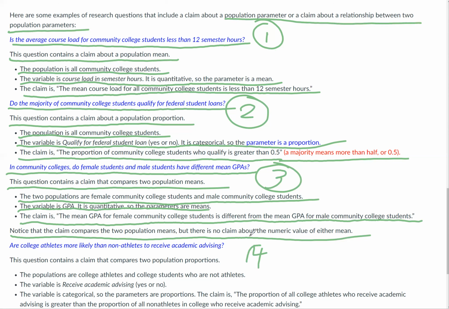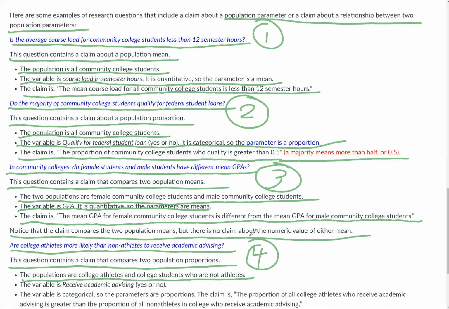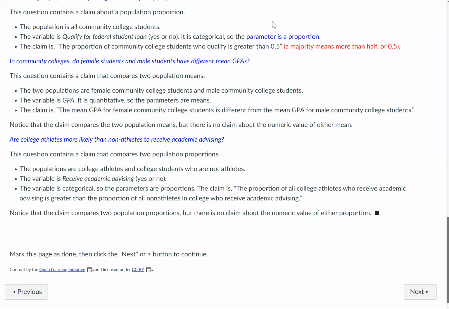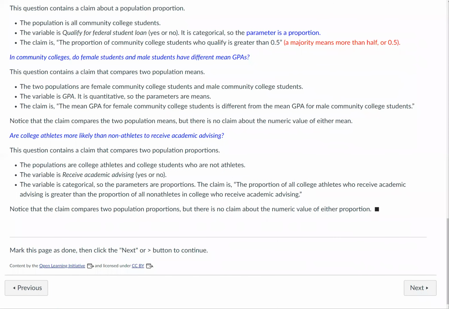A fourth one might be, are college athletes more likely than non-athletes to receive academic advising? This question contains a claim that compares two population proportions. The populations are community college athletes and college students who are not athletes. It's comparing those two. The variable is receive academic advising, yes or no. The variable is categorical, just like the third example up there. So the parameters are proportions. The claim is the proportion of all college athletes who receive academic advising is greater than the proportion of all non-athletes in college who receive academic advising. Notice that the claim compares two population proportions, but there's no claim about the numeric value of the proportion, kind of like the last one.